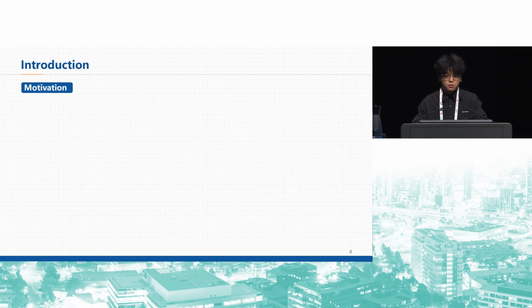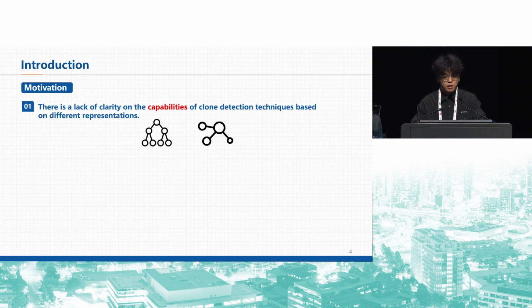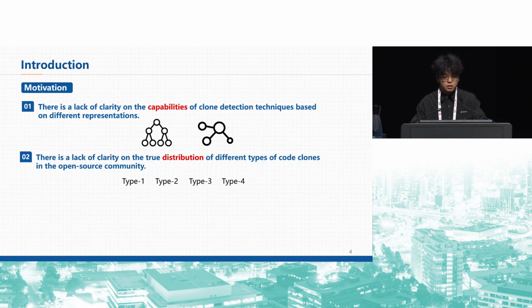Among the existing clone detection techniques, it is generally believed that graph and tree representations have better detection capabilities, because they contain semantic and structural information of the source code. But there is a lack of clarity on the capabilities of clone detection techniques.